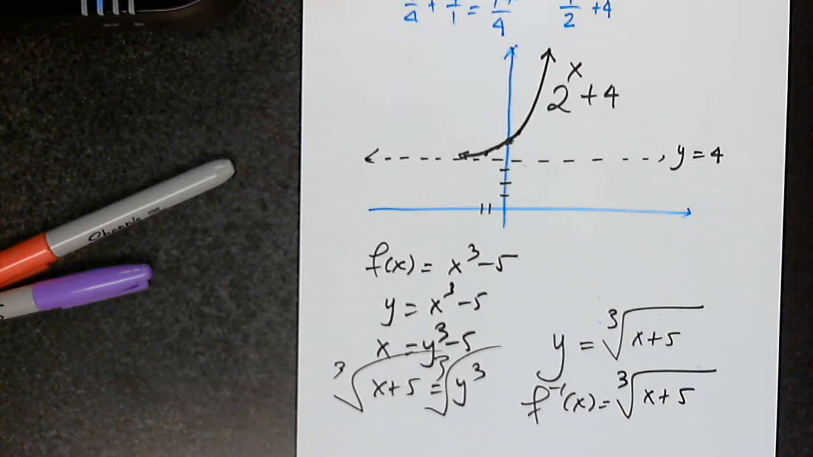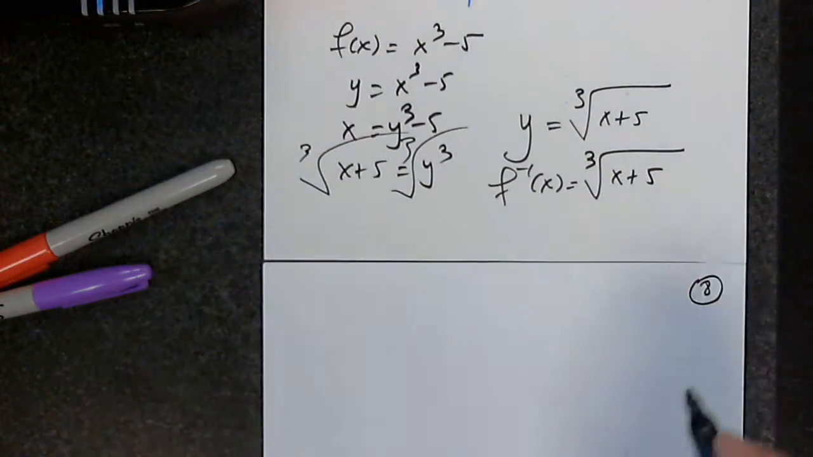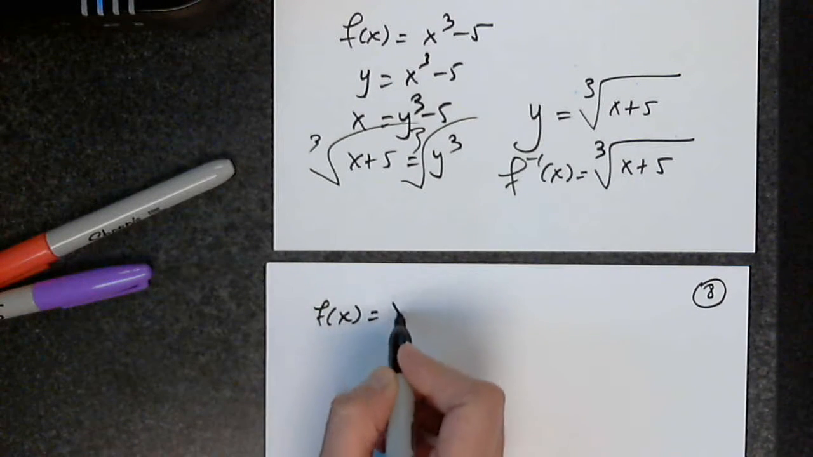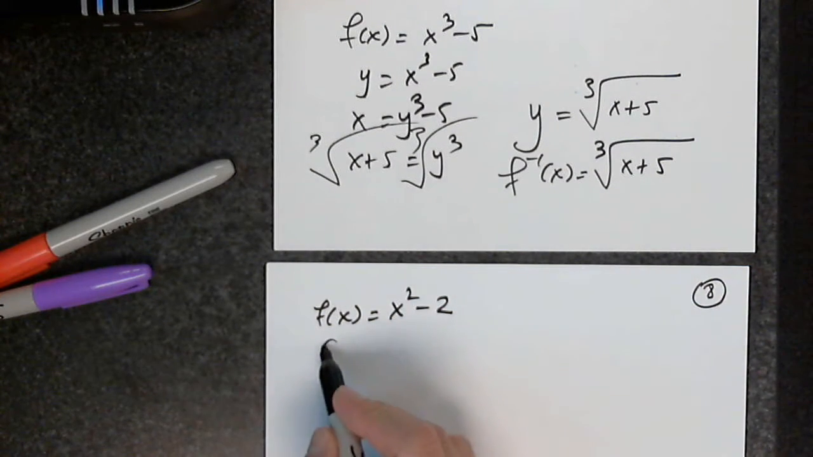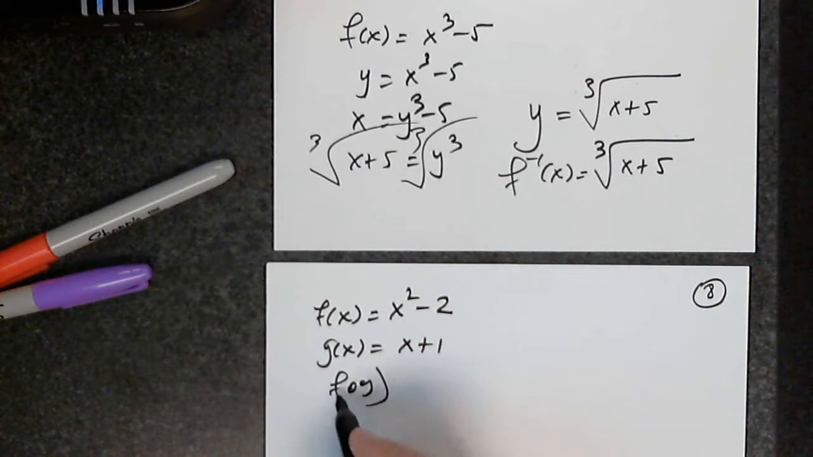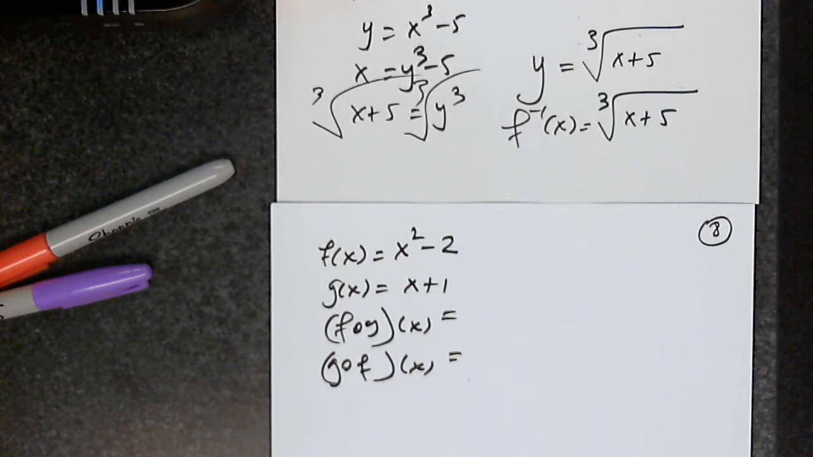I'm given 2 functions, and I'm asked to find the function composition. So let's say we have f of x, which is x squared minus 2, and g of x, which is x plus 1. We're asked to find f comp g and g comp f. I saw it in one test. It was completely reversed. For f comp g, someone wrote g comp f. And I want to make sure that this is clear.